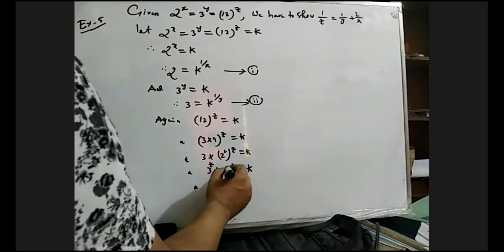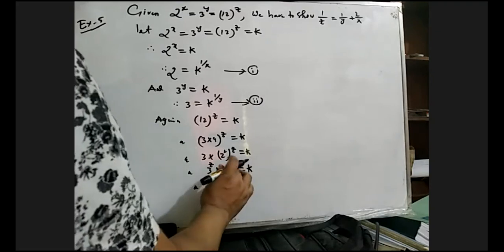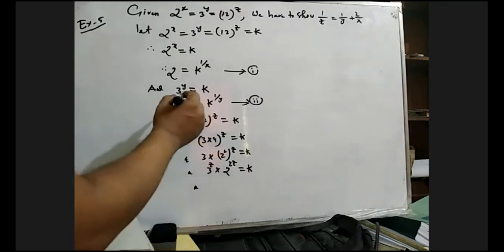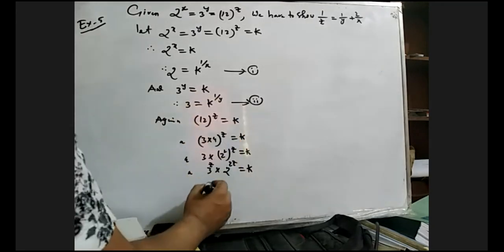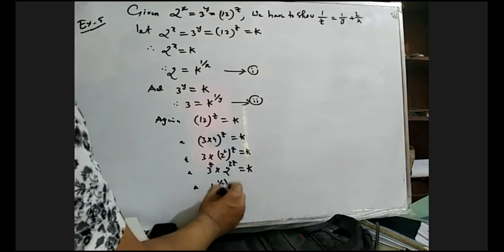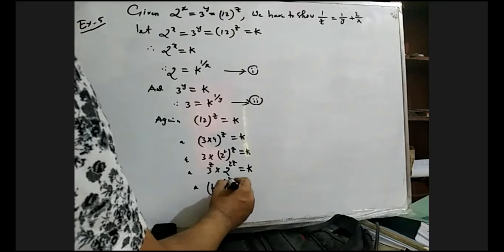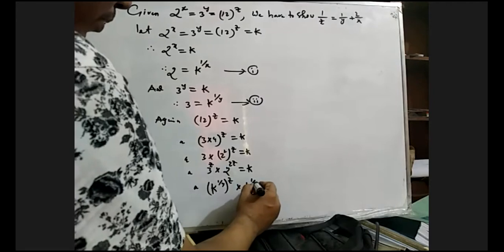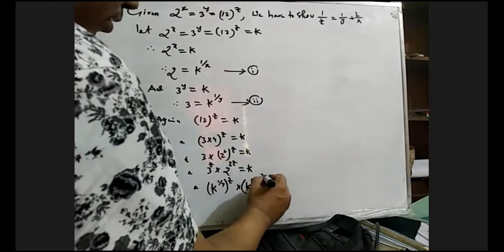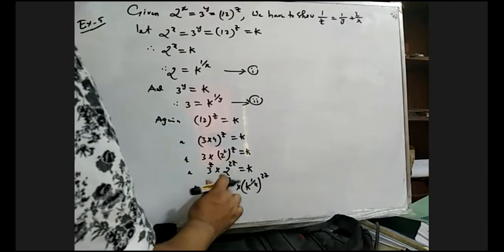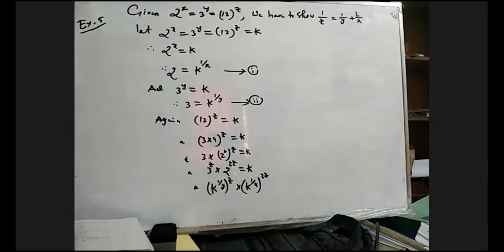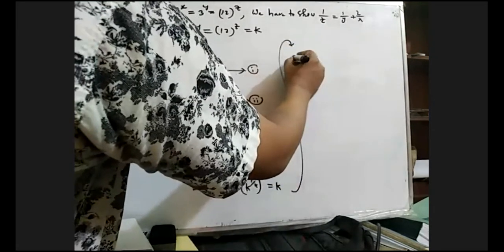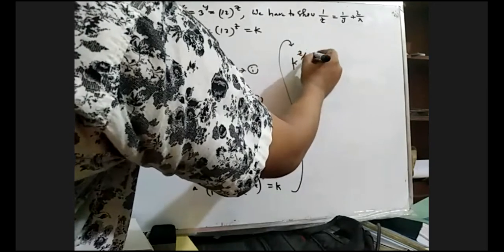3 to the power z into 2 to the power twice z equals to k. But 3 equals to here k to the power what? 1 by y, into z, multiply 2 equals to what? K to the power 1 by x, to the power what will be? Twice z. And this is 1 by y. This equals to what will be? K. So after this line, k to the power z by y.